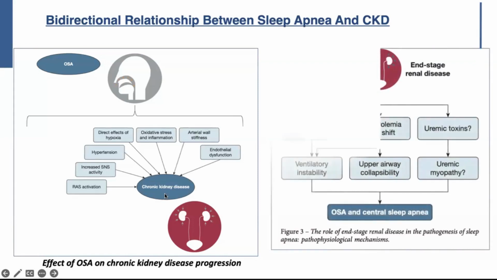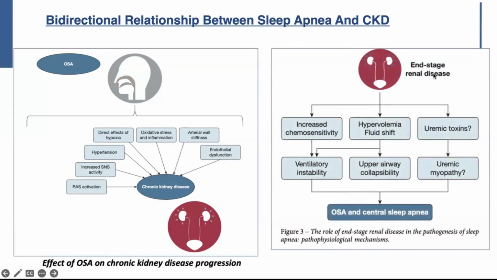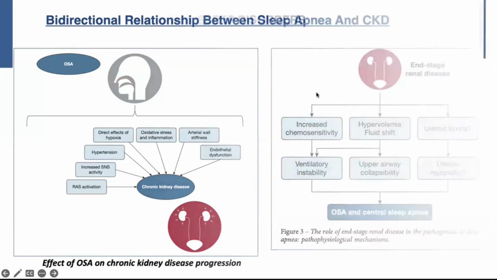Whereas on the other hand, we can see that end-stage renal disease, by causing increased chemosensitivity, hypervolemia, the rostral fluid shift during night, and by other probable mechanisms, leads to OSA and central sleep apnea. So one disease leads to another, and this is the bidirectional relationship between both of them.